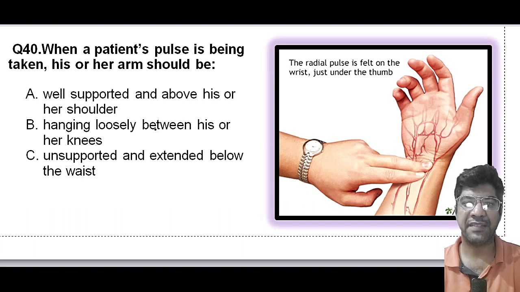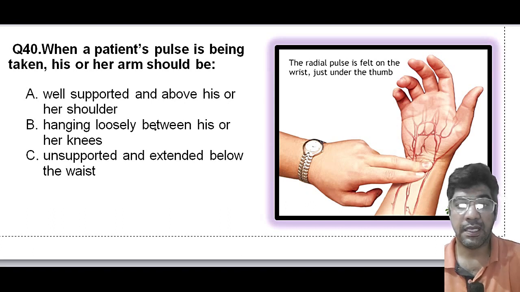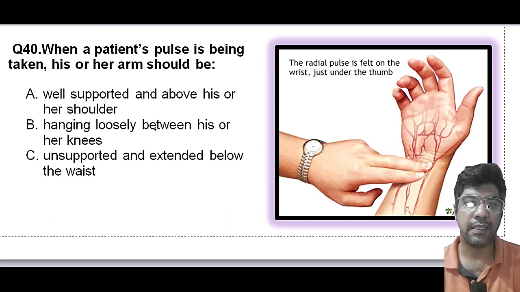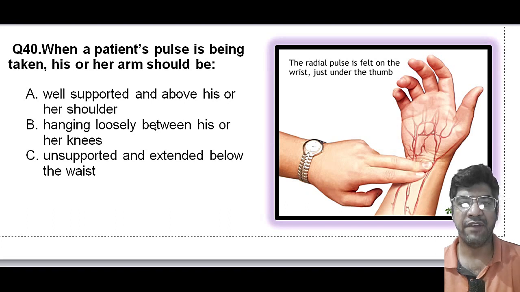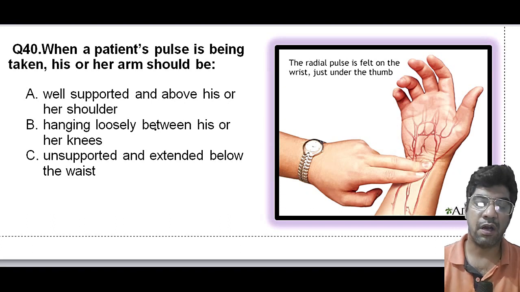Placing the arm at the same level or lower than that of the heart helps to ensure that gravity does not affect the blood flow. That can even lead to an inaccurate reading. The arm should be well supported, which prevents muscle tension or fatigue that could also affect the pulse measurement.